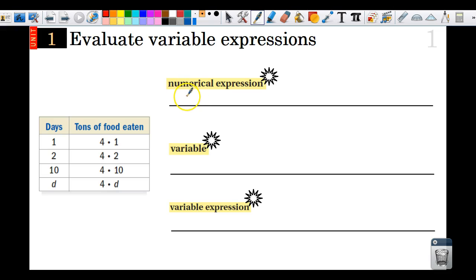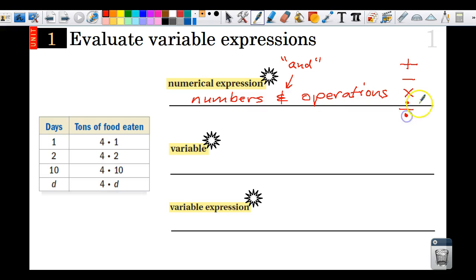A numerical expression is just numbers connected with an operation. So numbers and, that's an and sign. When I write that, that's the word and. Numbers and operations. Now operations are the 4 operations that we use with numbers so far. Addition, subtraction, multiplication, and division. And there are other operations as well that we will use, but those are the 4 that we normally use: addition, subtraction, multiplication, and division.